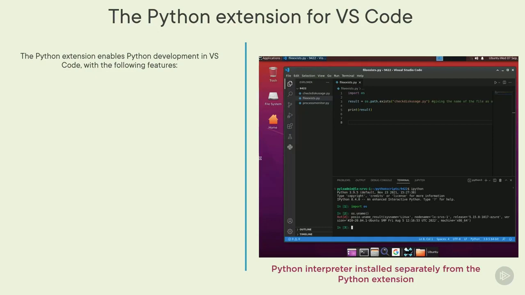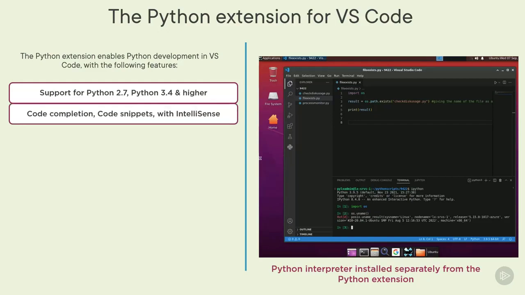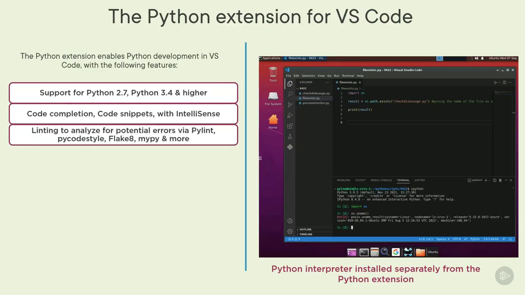Now, the Python extension is basically going to enable Python development within VS Code, and there's a ton of features. It supports Python 2.7 and above. It supports Python 3.4 and higher, so keep that in mind. It has code completion. It also has code snippets, so you can select from snippets of Python code and bring that right into, let's say, your Python script. And it does have IntelliSense, so it's going to do syntax highlighting for you. It's going to call out errors if you have errors in your code. So that's really going to help you.